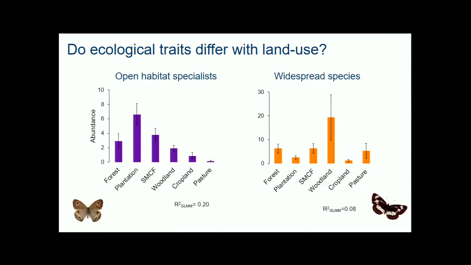When you got to open habitat specialists, we thought they would probably be more abundant in the open habitat, but they weren't. So even they seem to be more abundant actually in the plantations and forest and coffee forests, and really dropping off in high numbers in pasture. Widespread species were one of the only ones that were more abundant in that intensive agricultural landscape, so they actually seemed to prefer that open woodland.